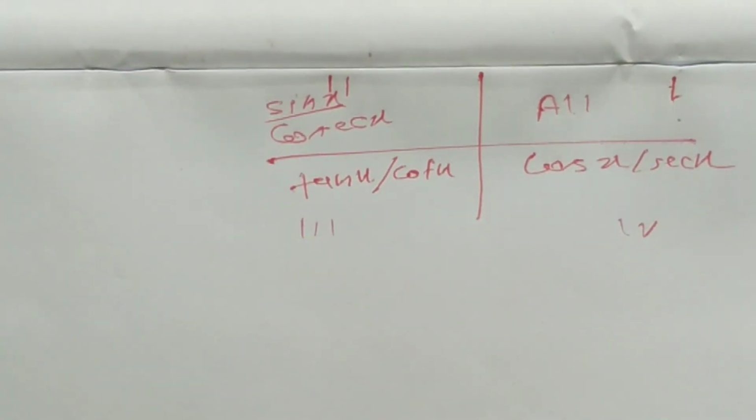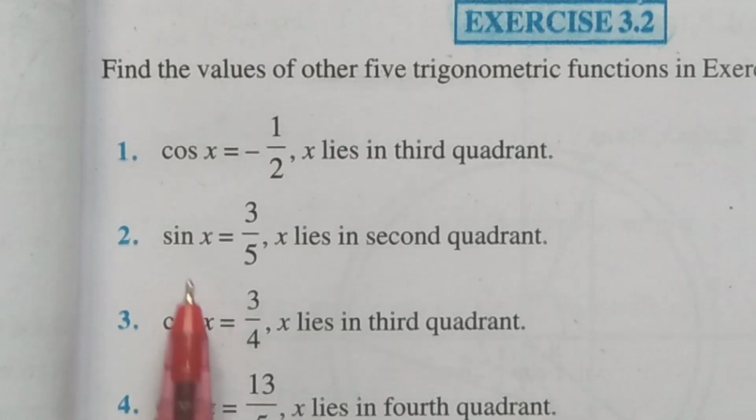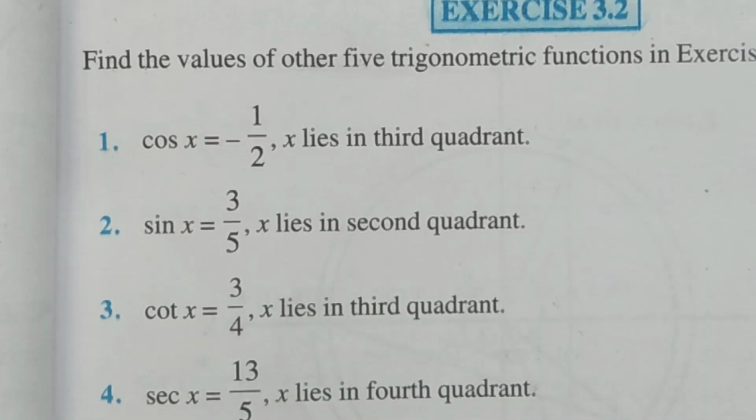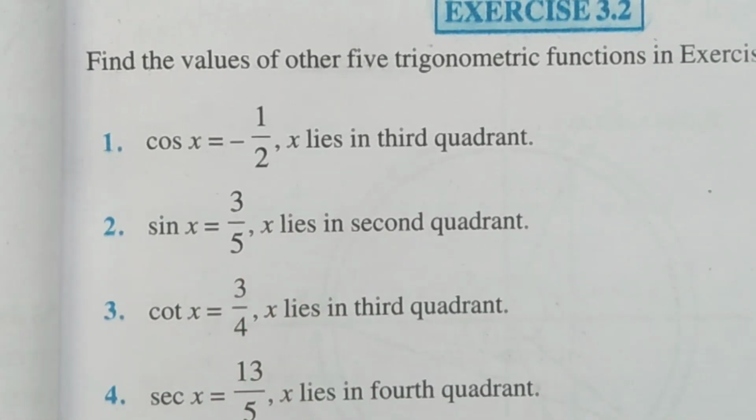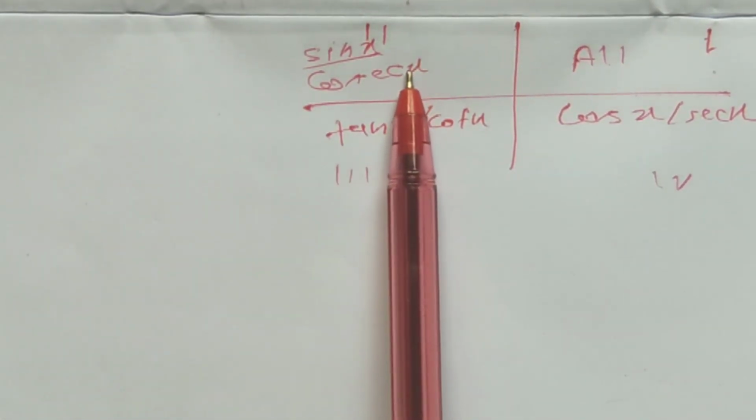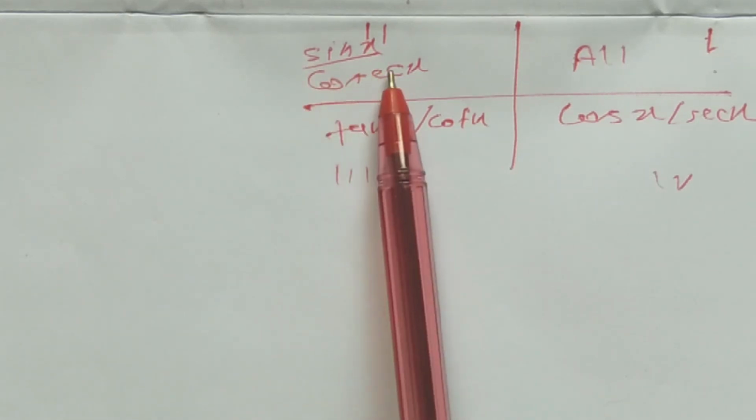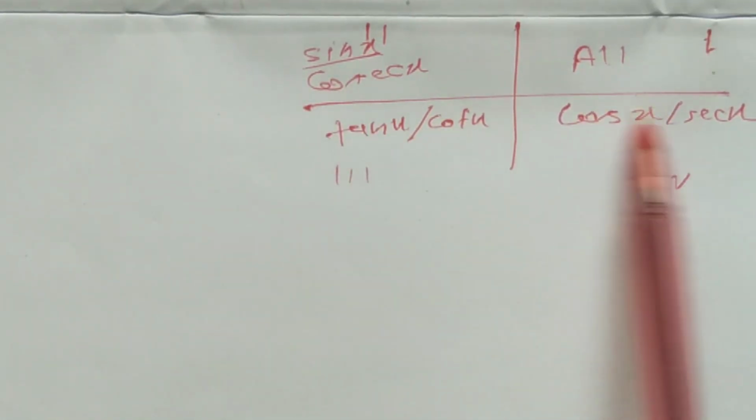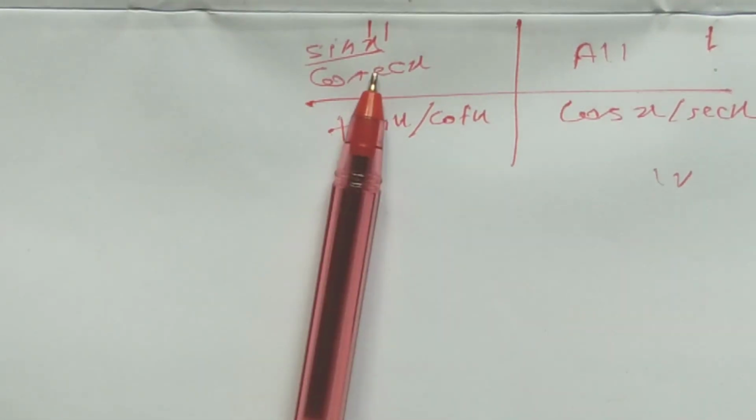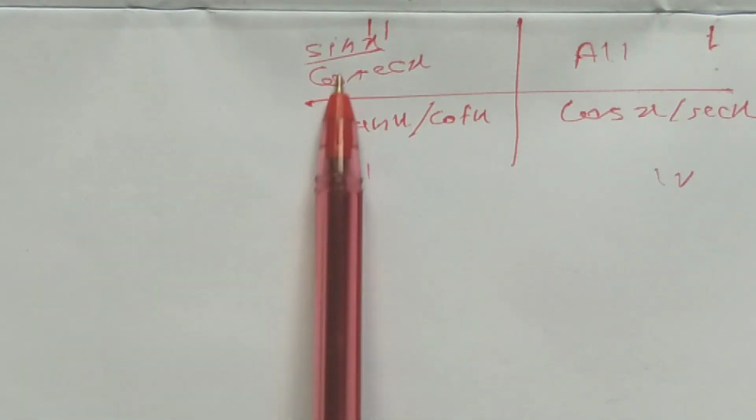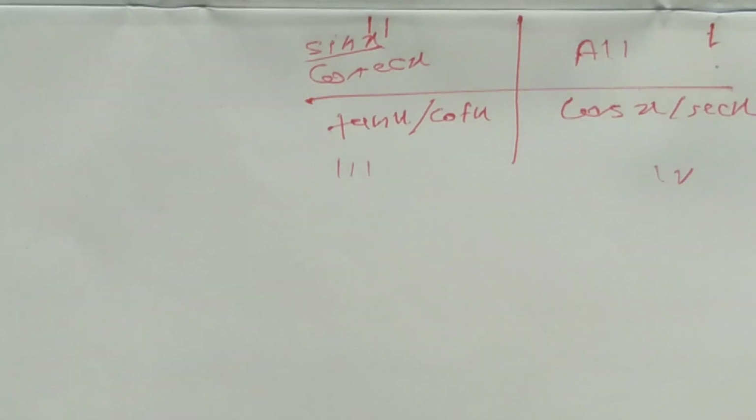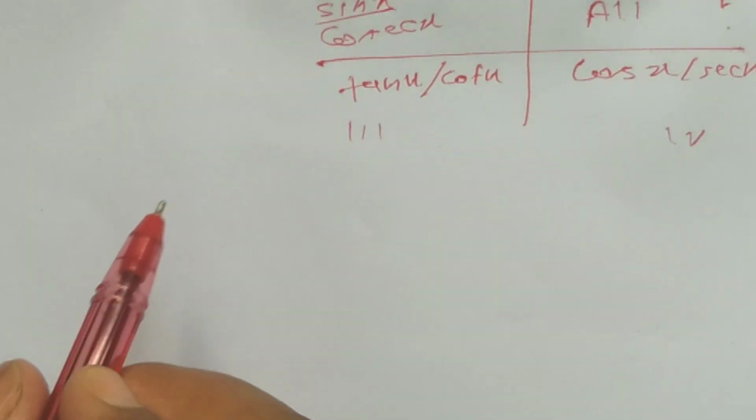So in the question it is given sin x equal to 3 by 5, x lies in the second quadrant. Where does x lie? x lies in the second quadrant. Here which trigonometric functions are positive? Only sine and cosec are positive, but the rest of the trigonometric functions are negative in the second quadrant. Now we have to calculate the values of the rest of the trigonometric functions. So here is the solution.